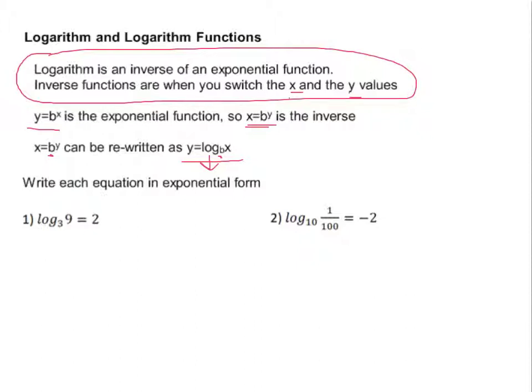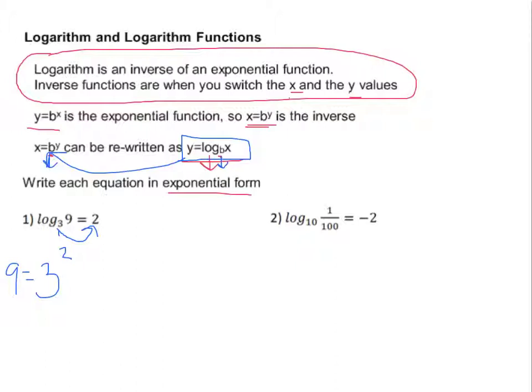So first, we're given these in logarithm form. We want to write them in exponential form. So here I have log base 3 of 9 is equal to 2. It's currently in the logarithm form, and I want to put it in the exponential form. The base number is going to be the same, so I know my base number is 3. It is raised to the second power, and that should equal 9. So 9 equals 3 squared.